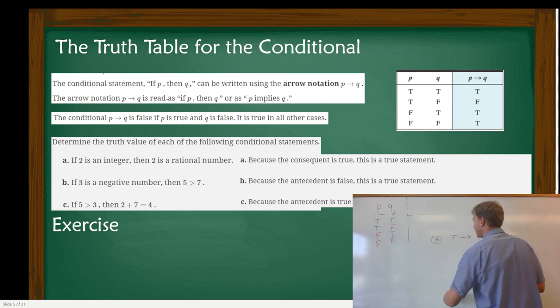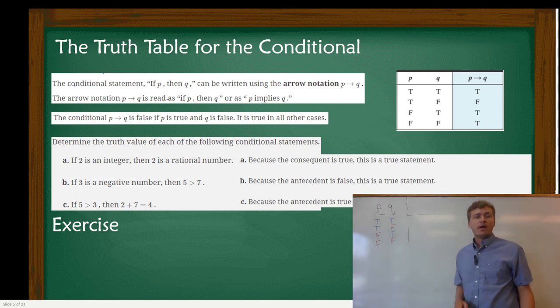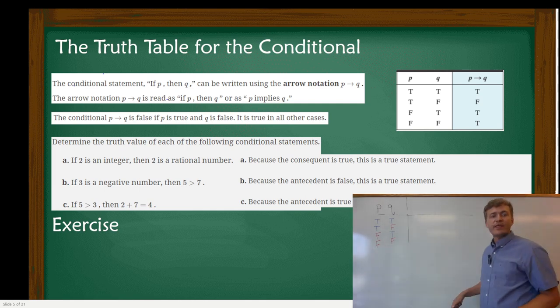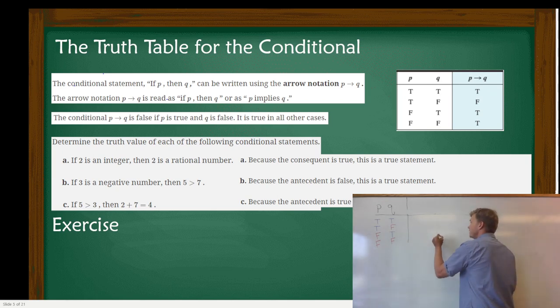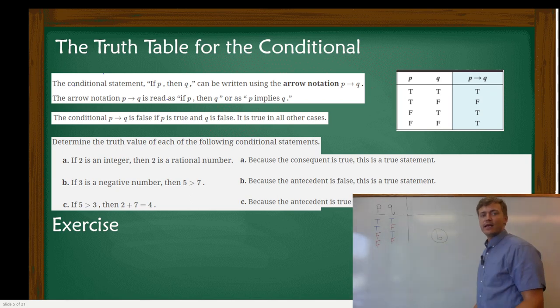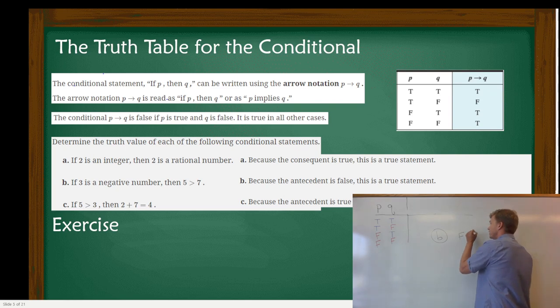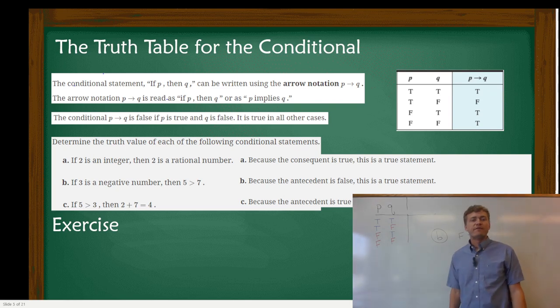If 3 is a negative number, then 5 is greater than 7. Well, think about part B here. 3 is a positive number. 3 is not negative, so that's false. Now, what about our consequent? 5 is greater than 7. Once again, 5 is not greater than 7.